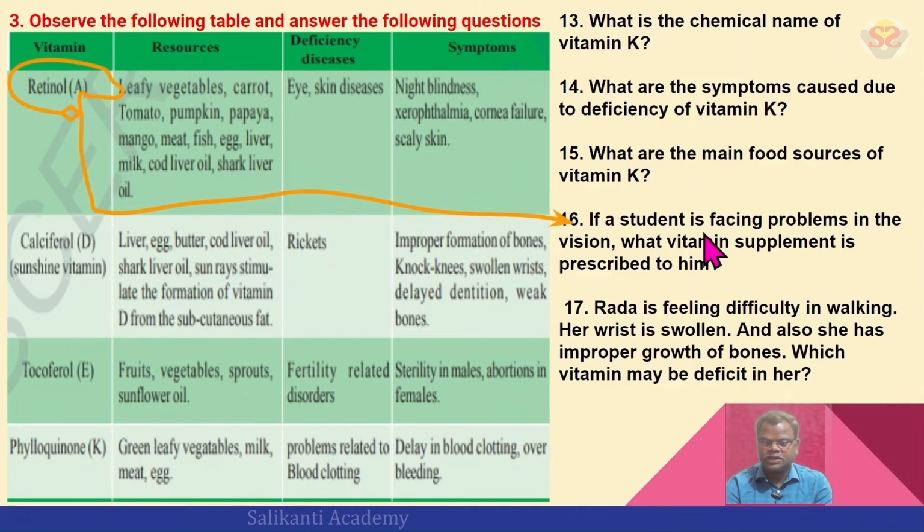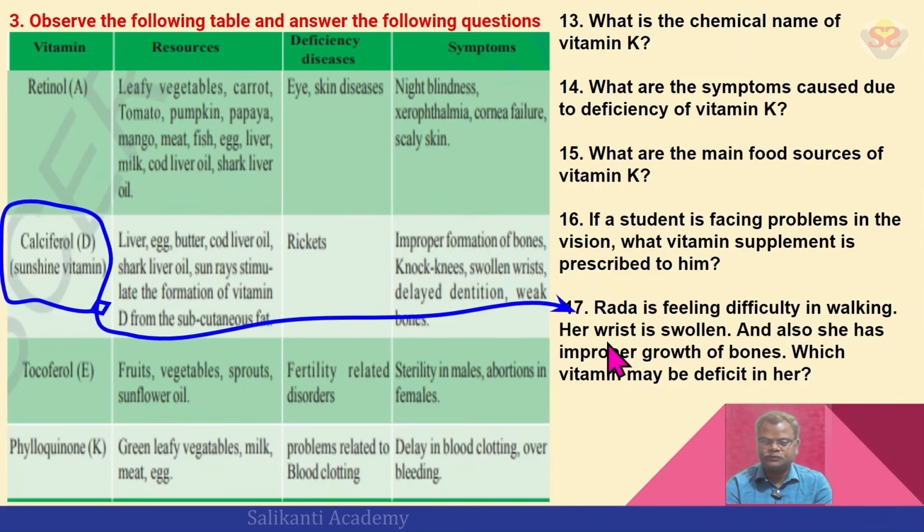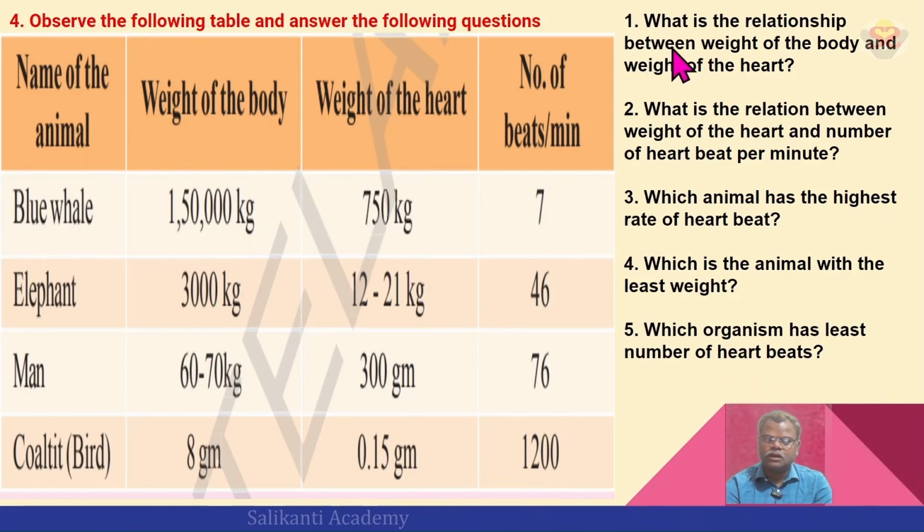If a student is facing problems in vision, what vitamin supplement is prescribed to him? Retinol, vitamin A. Radha is feeling difficulty in walking. Her wrist is swollen and she also has improper growth of bones. Which vitamin may be deficient in her? Calciferol, D, sunshine vitamin.